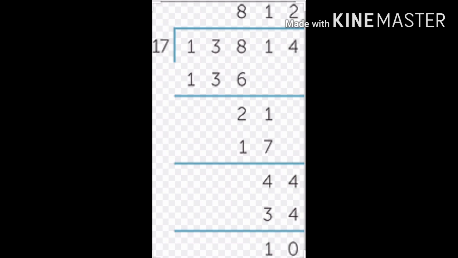down 1. Then 17 ones are 17. What we get as a remainder? 4. We bring down 4. Then 17 twos are 34. What is left? Remainder is 10. So divisor is 17, quotient is 812 and remainder is 10.